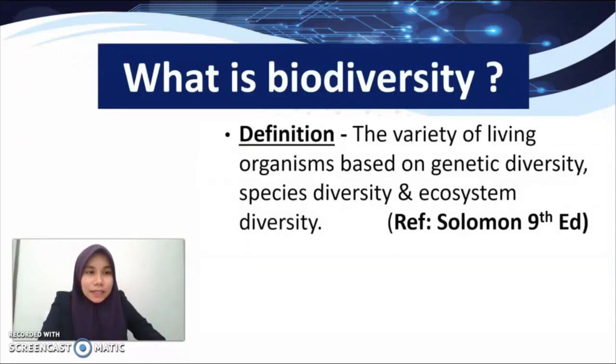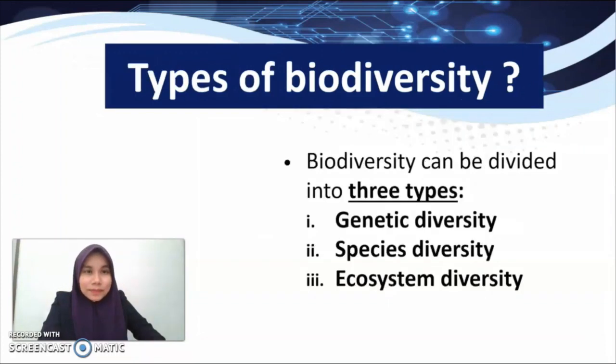Biodiversity is defined as the variety of living organisms based on genetic diversity, species diversity, and ecosystem diversity. Biodiversity can be divided into three types, which are genetic diversity, species diversity, and ecosystem diversity. Let's take a look at each of these biodiversity.